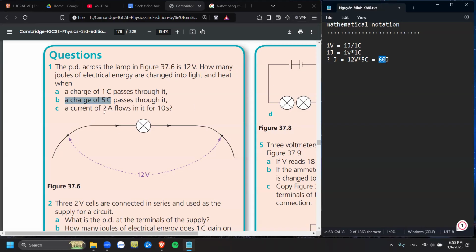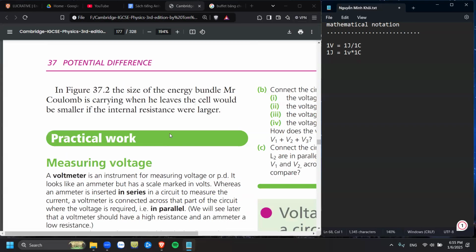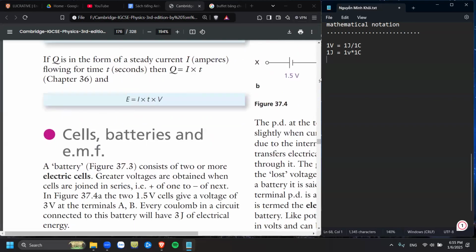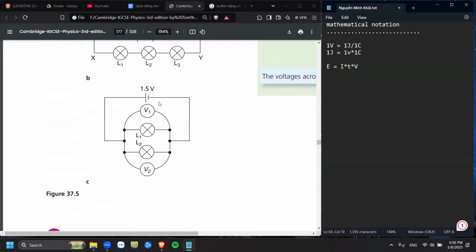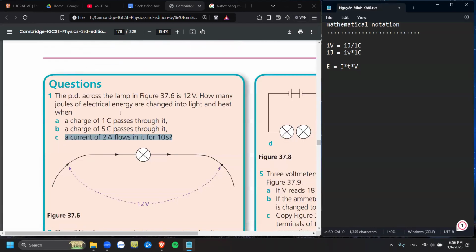Now, if you have a current of 2 amperes flowing in it for 10 seconds, this is a hard one. You have to use another formula. Energy equals current times time times voltage. And now they ask you how many joules of electrical energy you provide with a current of 2 amperes for 10 seconds. Okay, you do it.